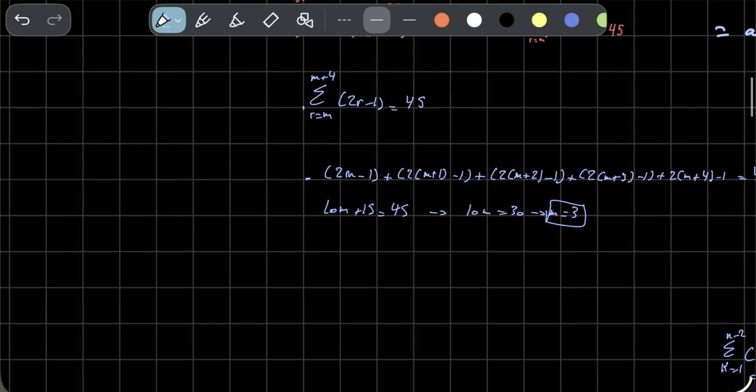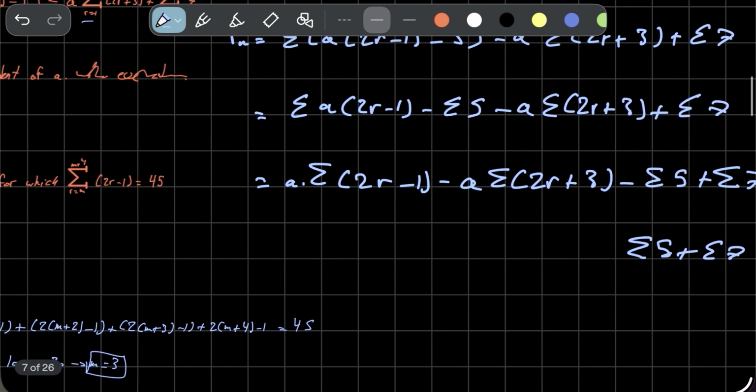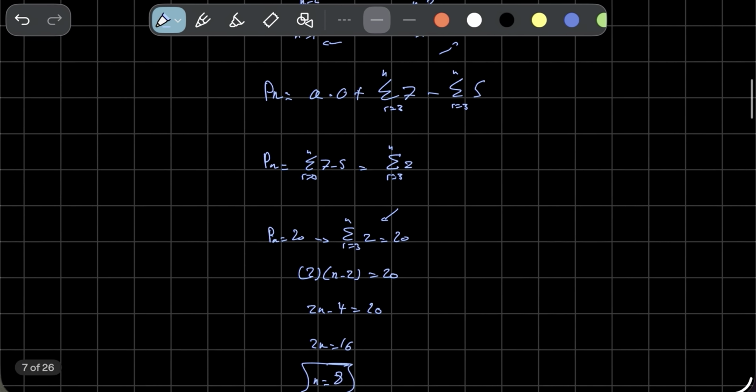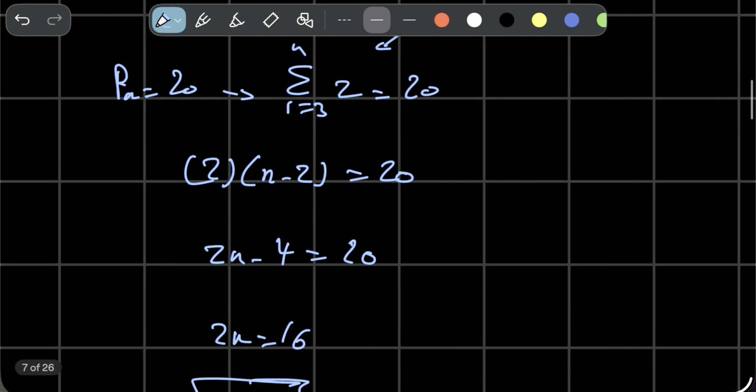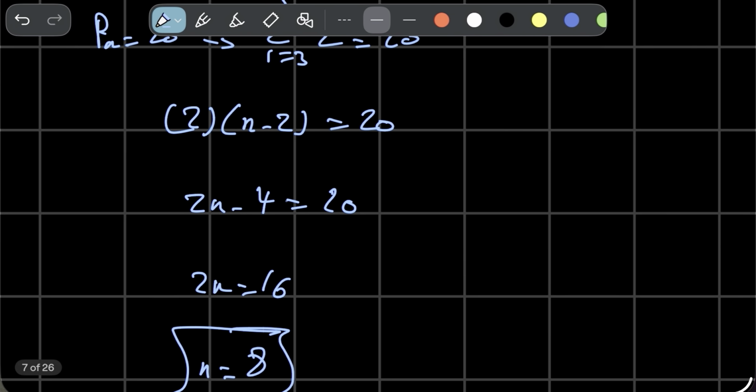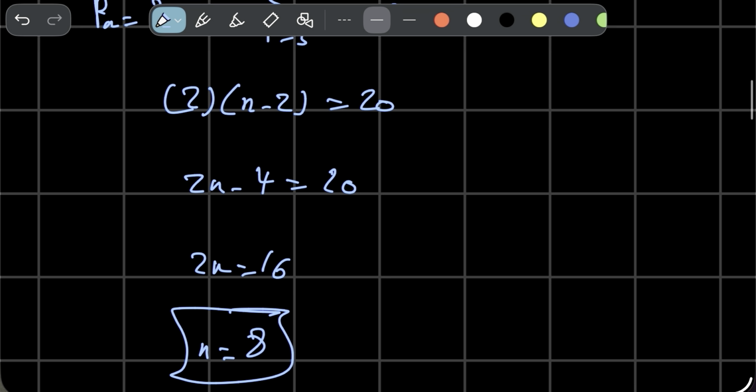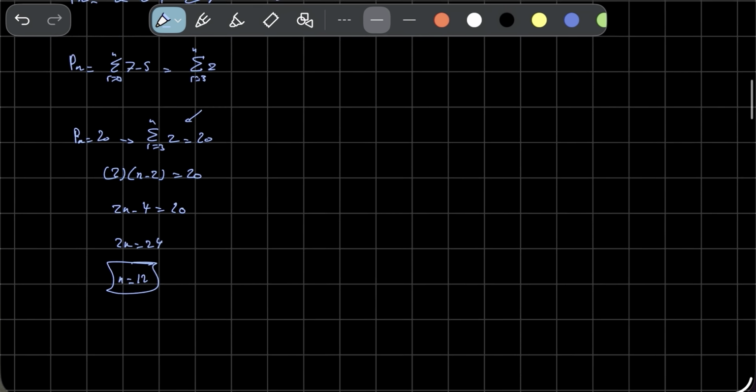That's it. And just a small comment for this question. Okay, 2n minus 4, I accidentally subtracted 4 from here instead of adding it, so it's actually 2n equals 24, therefore n equals 12. And that's it.